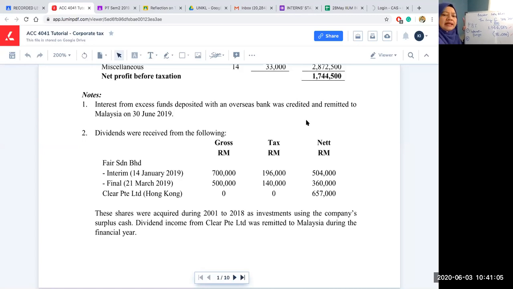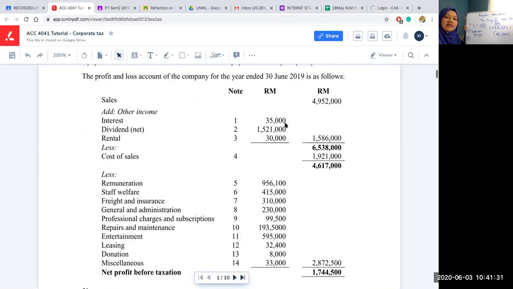Again, similar to the interest, you know that this dividend is section 4C. So first, you want to take out the whole amount of your dividend from your profit before tax, because for profit before tax we want section 4A only. Any non-business income, section 4C, 4D, you take it out first. How much to take out? How much is in the profit and loss account: the dividend is 1,521,000. Take out 1.5 million, whatever amount is in the profit before tax.